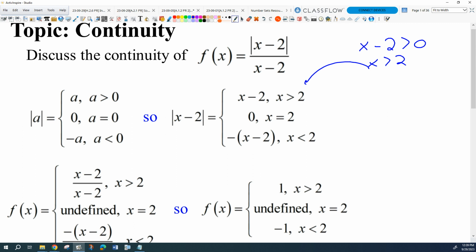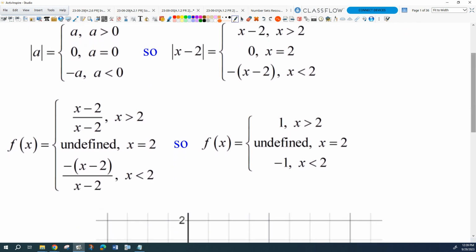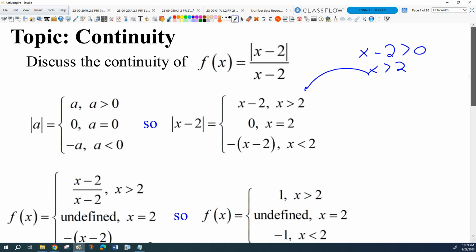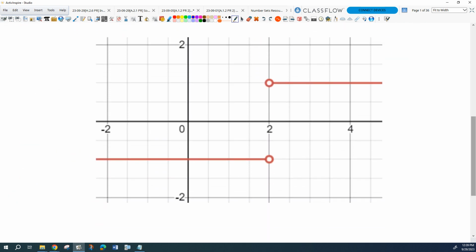Like we did previously. So we would just end up with the piecewise function x minus 2 over x minus 2, which is 1, whenever x is greater than 2. The opposite of x minus 2 over x minus 2, which is negative 1, whenever x is less than 2. And the function would be undefined at x equals 2 because that's a place where we would have a 0 on the bottom, right, which we can't do. So if we were to graph this thing, that's what we get.